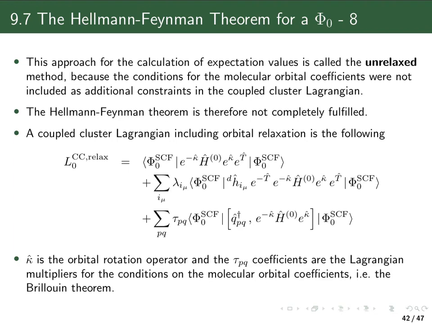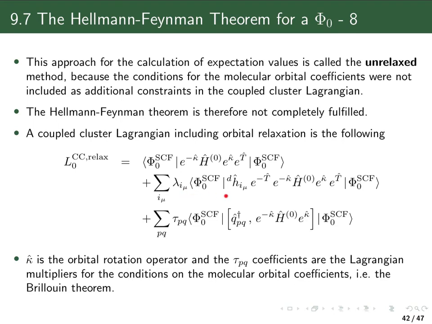Now one can also include that, and that will lead to what is called the relaxed approach. So one can also write up a coupled cluster Lagrangian which will also be stationary with respect to the molecular orbital coefficients. And one calls this including the orbital relaxation, meaning the orbitals will change due to the value of the lambda parameter. The coupled cluster wave function is written up here. So in addition to the exponential operator with the T operator, I also get an exponential operator with the kappa operator, which is the orbital rotation operator, in all the terms.